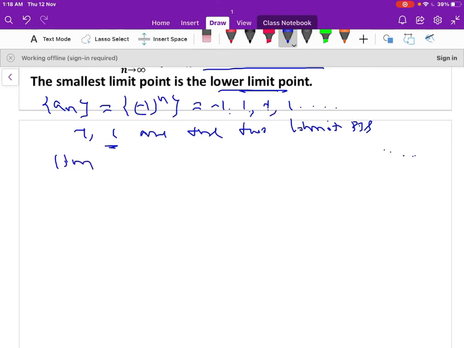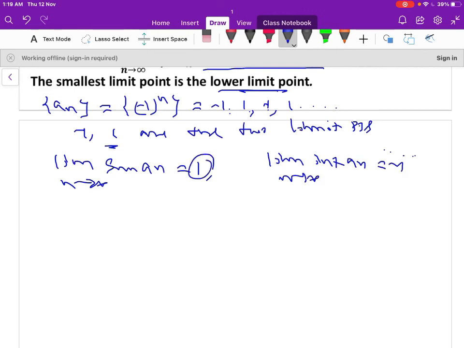The limit of the supremum of a_n as n tends to infinity is equal to plus 1, and the limit of the infimum of a_n as n tends to infinity is equal to minus 1. So 1 is the greatest limit point and minus 1 is the least limit point. Therefore 1 is the upper limit and minus 1 is the lower limit of the sequence.